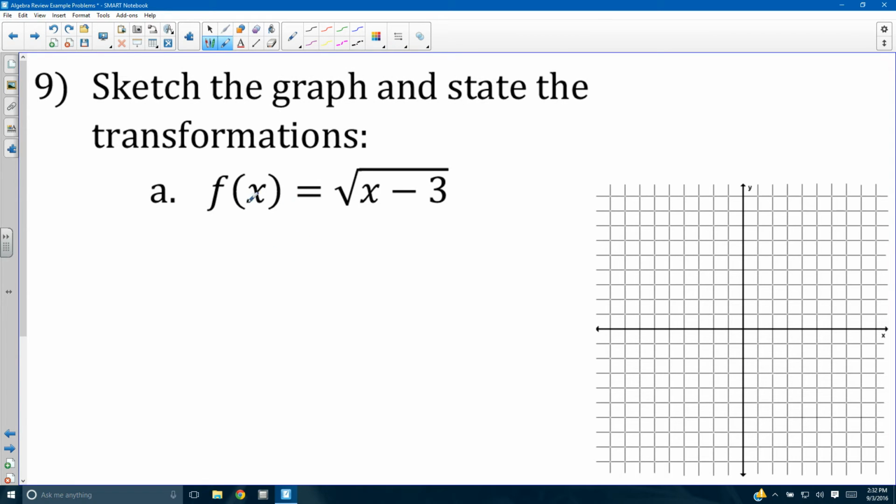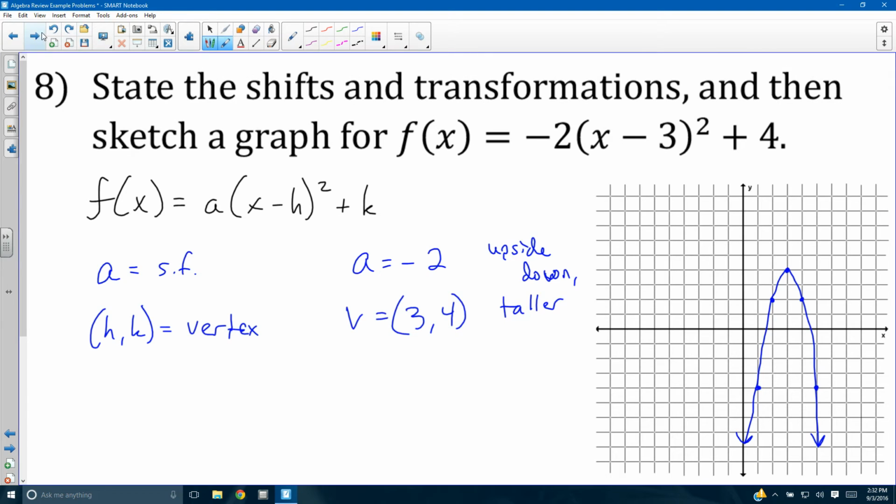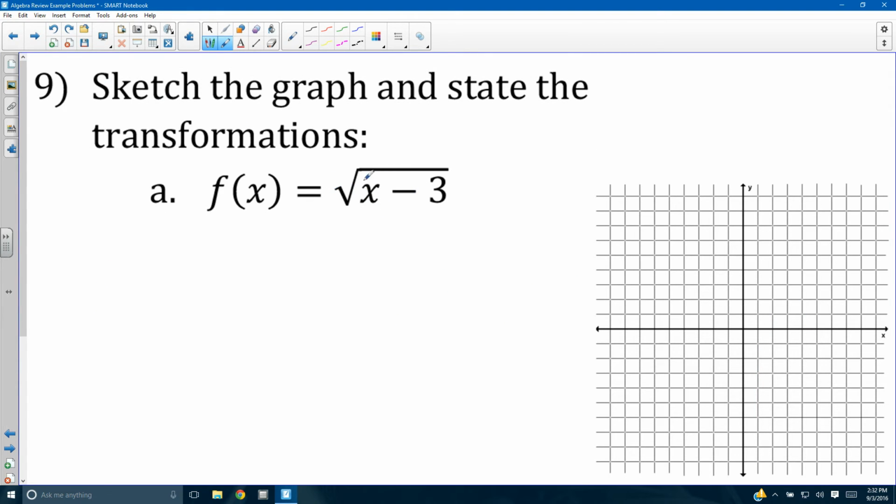Okay, 9, A, B, and C all are graphs of that kind of same magnitude. So I'm going to talk about stretch factor just like that one, and shifts as well. f of x equals square root of x minus 3. So f of x equals a times the square root of x minus h plus k. Let's see what our values are here. A appears to be 1 because it's missing. 1 times this thing is just this thing.